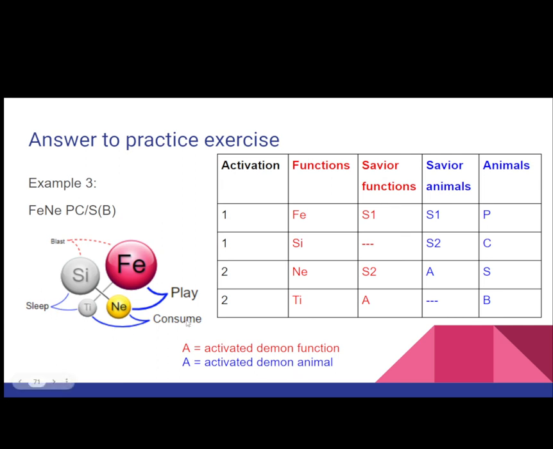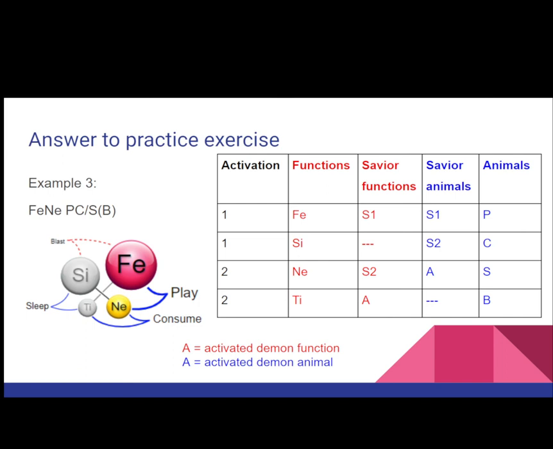Now if you look at the function activation here, guess what? We've got another glass lizard type. The bottom two functions are both doubly activated. So this type may end up looking like an INTP, not an ESFJ, and you're wondering what's going on here. So that's a little bit about animals and function activation.